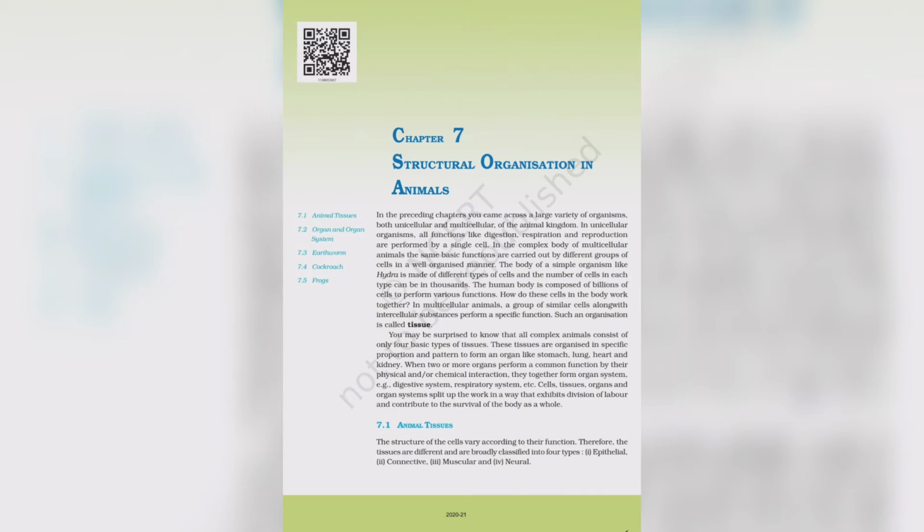Dense irregular connective tissue has fibroblasts and mainly fibers that are oriented differently. This tissue is present in the skin. Cartilage, bone, and blood are various types of specialized connective tissue.